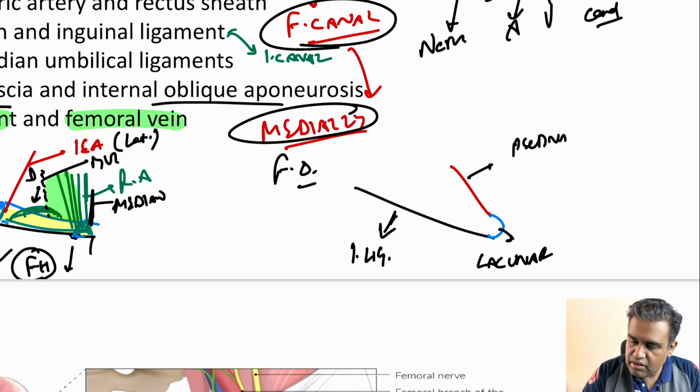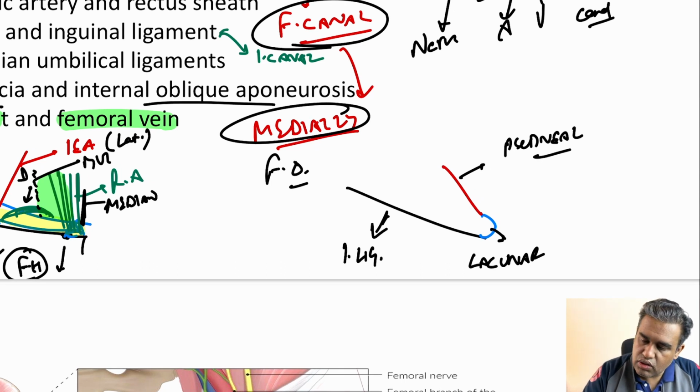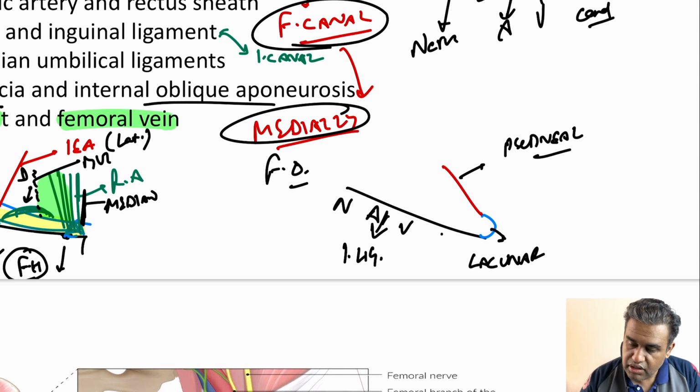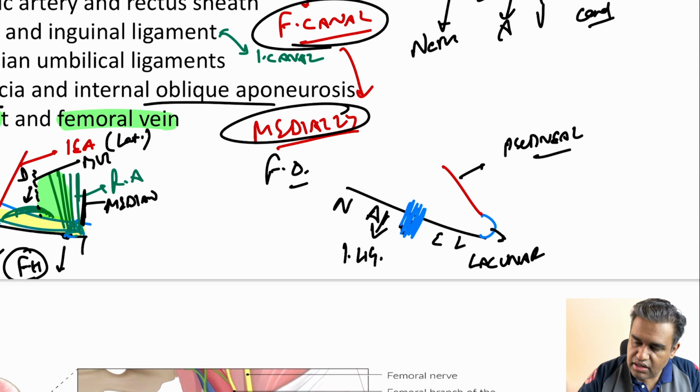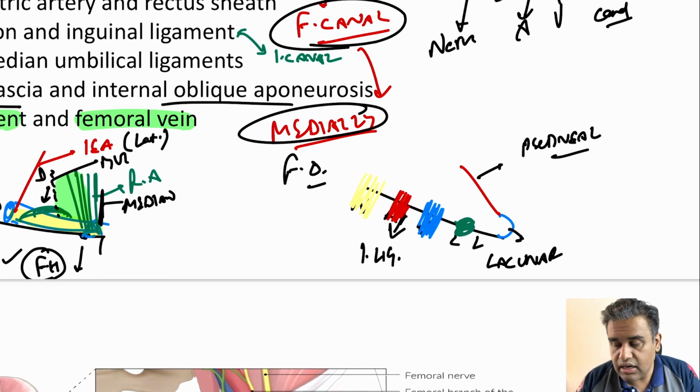Pectineal, right? Let me just clear the spelling over here. Now, among the structures in the femoral triangle we have learned NAVEL, N-A-V-E-L. So this V is the vein over here. Imagine this A is the artery coming, and this N is the nerve over here, yellow color nerve. Now in this empty space, what do we have? We have a lymph node. Just imagine this being the lymph node. This is the area of the femoral canal.